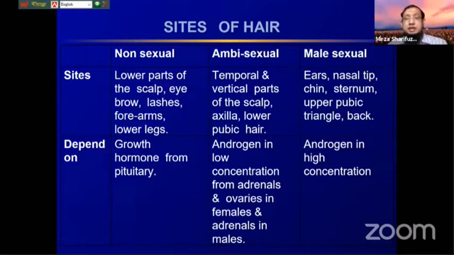Some sexual hair appears in both sexes. These are the temporal area and vertical parts of the scalp, axilla, and lower pubic hair. These are the sexual hair that appear in both sexes, and this is due to androgen in low concentration from the adrenals and ovaries in female. And some additional hair develops in male, such as hair in the nostrils, chin, sternum, pubic area, and back. These are due to high androgen concentration. Actually, if this area is affected in female, this is called hirsutism.